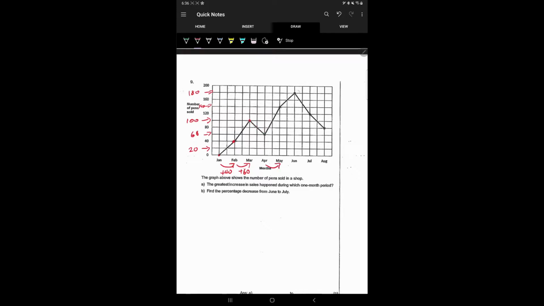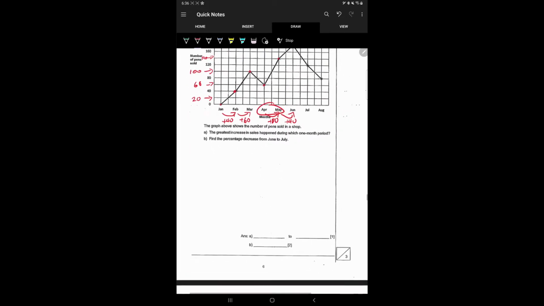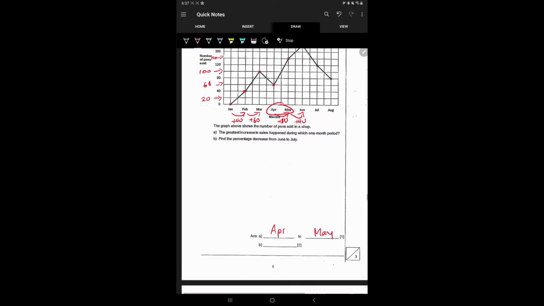From April to May, it is a 140 minus your 60, so it's a plus 80. From May to June, it's 180 minus your 140, so it's a plus 40. So for June to July and July to August, they're both declines, so you don't have to calculate that as well. So the greatest increase in sale is actually this portion right here, from April to May.